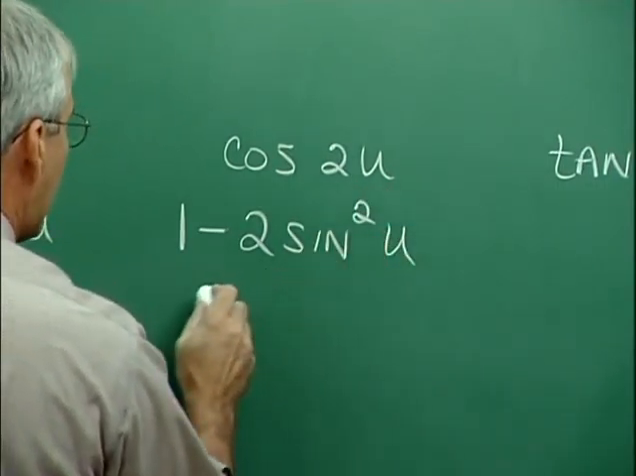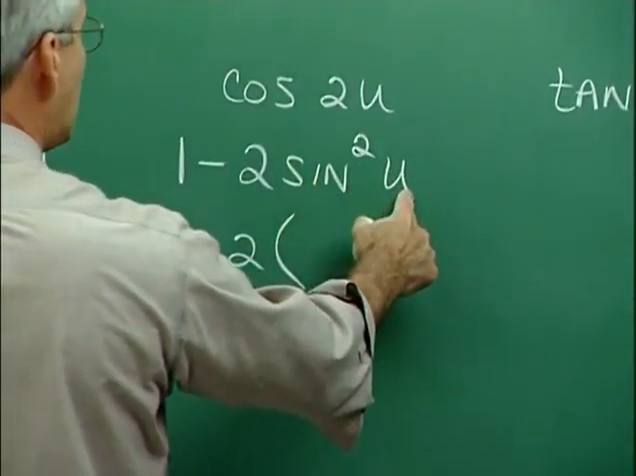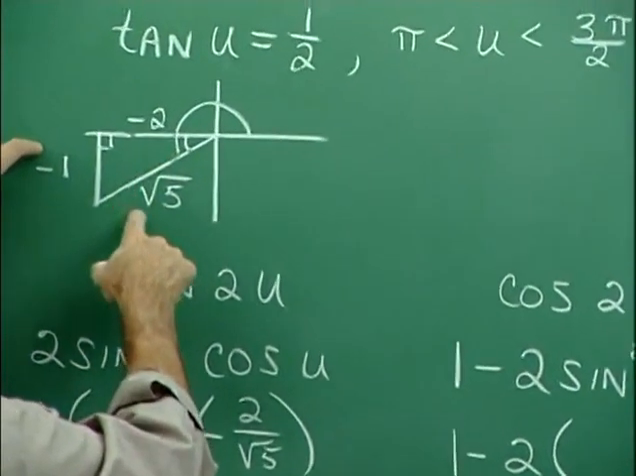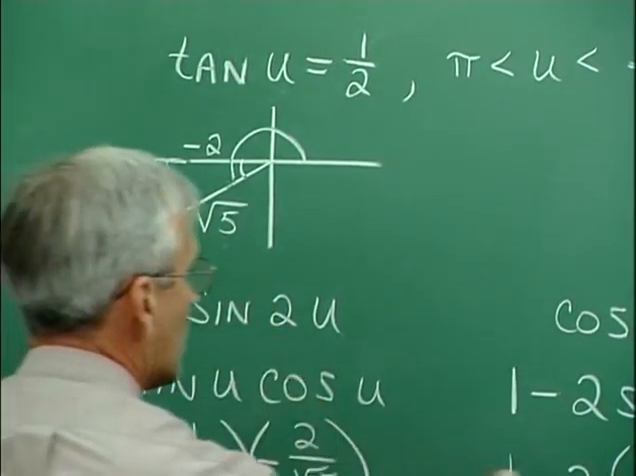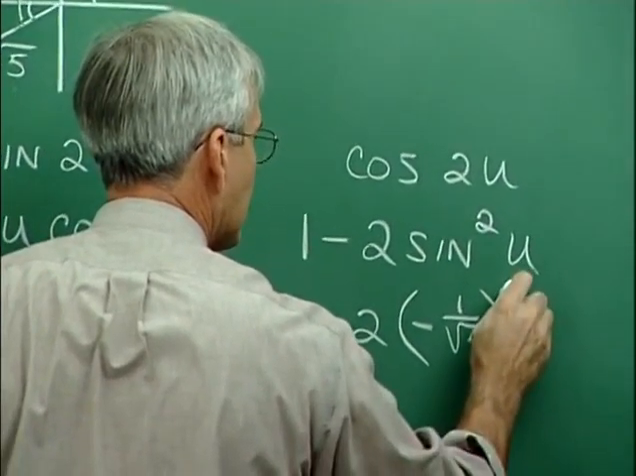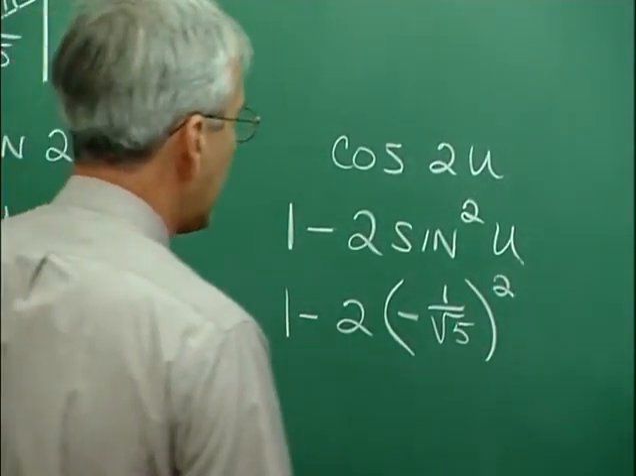That's the way we need to think about it when we plug in, because it's 1 minus 2 times, now what is sine u? Well, again, we look back over here and the sine of this angle is opposite over hypotenuse. So it's negative 1 over root 5. So negative 1 over the square root of 5, and all of this is squared. And now it's a matter of evaluating, and we can just about think our way through it.